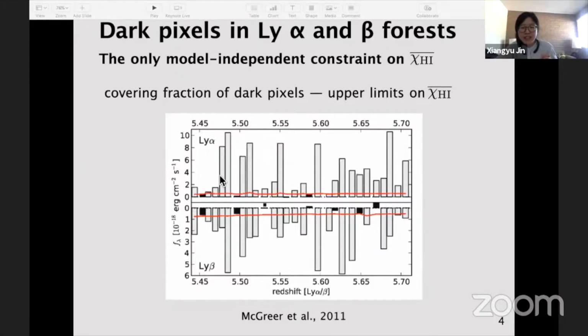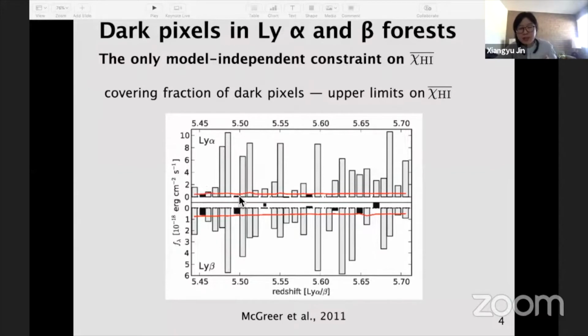The basic idea is that they bin the spectra in the Lyman alpha and Lyman beta forest on a larger pixel scale to get a higher effective optical depth. Those binned spectra are shown by the vertical bars in this figure. Highly ionized regions will appear as very bright pixels in this figure. But regions that are not highly ionized can attenuate the flux emitted by the quasar to a very low level, so they will appear as dark pixels in this figure.